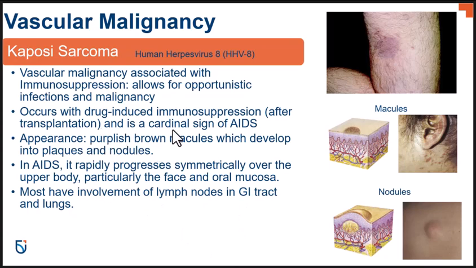So appearance, I had mentioned, they kind of look bruise-like, so that's purplish brown macules, those flat lesions. They can also form the nodules, but they can also form plaques. So there's different presentations. With AIDS, it can progress pretty rapidly and symmetrically throughout the body and even within the oral mucosa. Many will also have involvement within the lymph nodes, the gastrointestinal tract and the lungs, because a vascular malignancy is not just your blood vessels, but can also be your lymphatic vessels.